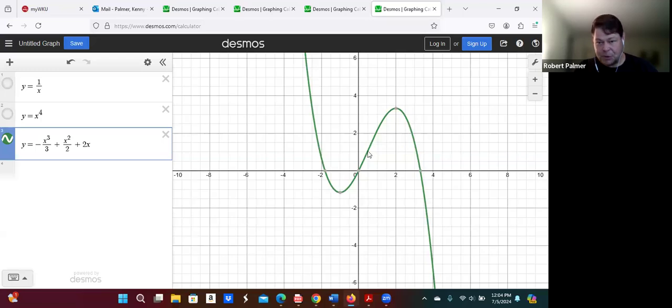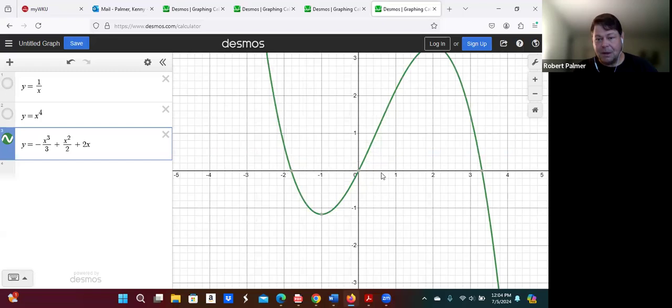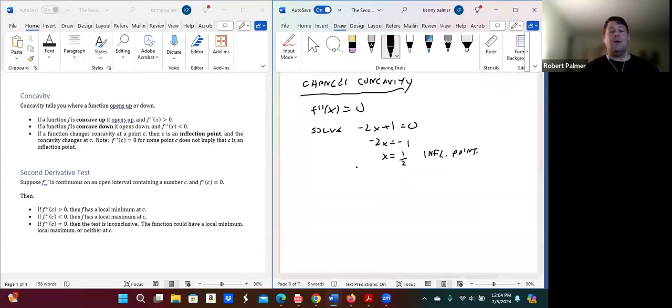Once again, that does match up with the graph. Our inflection point looks like it should be about right here at 1/2. Let's zoom in a bit. Yeah, right here at 1/2, right in between those two. Okay, good. That's our inflection point. Now, if you've done a sign test or sign chart for the first derivative test, we do something kind of similar here to help us out with this.